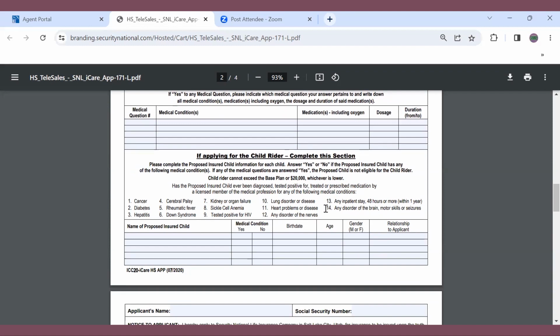These 14 different elements is what's going to be answered in the medical condition. So you'd list the child's name, ask each of these health questions. If any of them are yes, then you'd mark yes. More than likely, the child will be removed from this if they're a yes answer. Or if you put no, you'll go ahead and continue and put their birth date, age, gender, and relationship to the applicant.